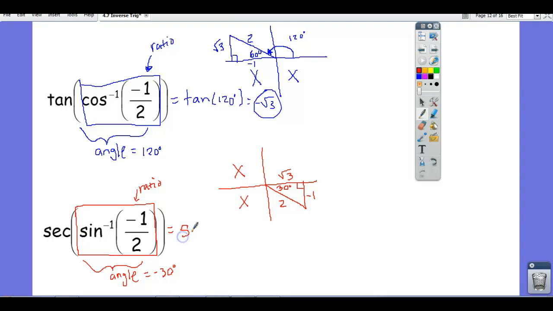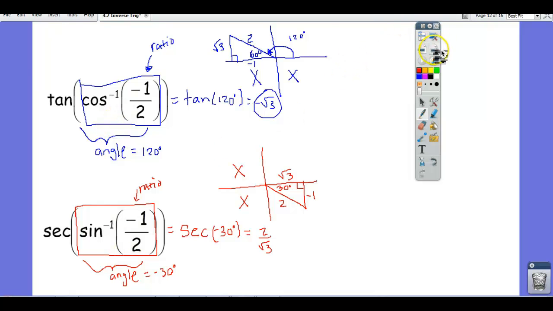So this is secant now of -30 degrees. And once again, we do not need to draw a new triangle because the information's here. The secant of -30 degrees, my triangle set up. Secant is the reciprocal of cosine, so it would be 2 over √3. So these are two examples where the inverse part was on the inside.